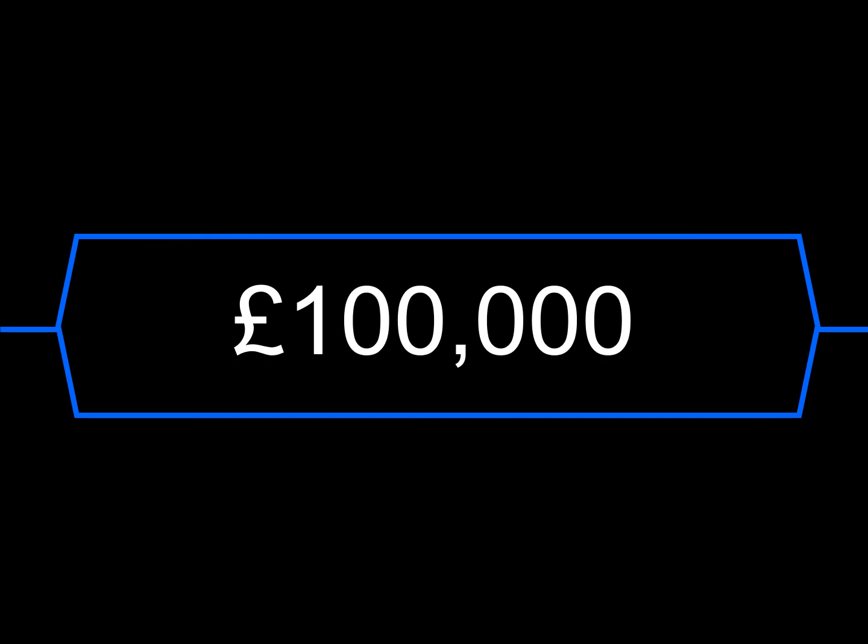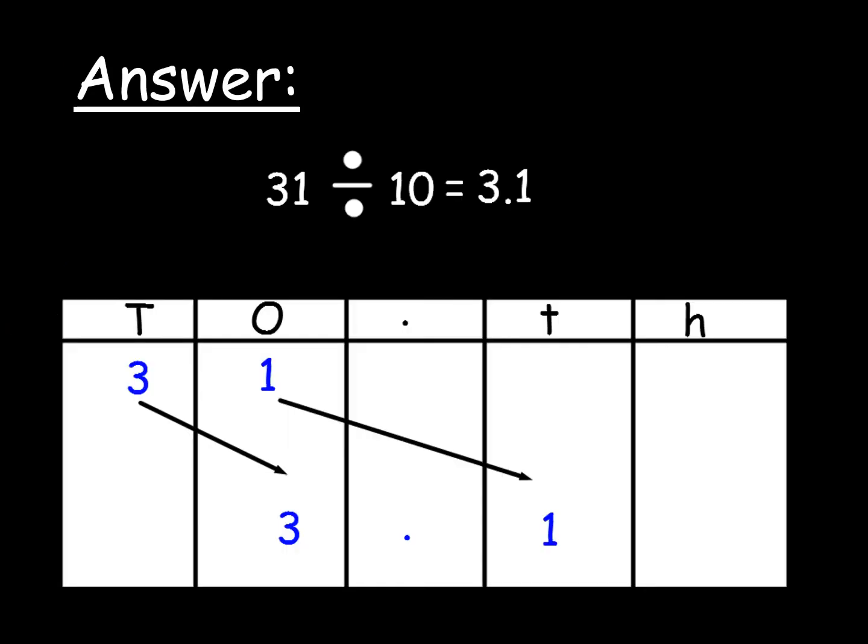That's £100,000. So again, just like the last one, when we're dividing by 10, we know all the digits move one place to the right, decimal stays in the same place, therefore it is 3.1.